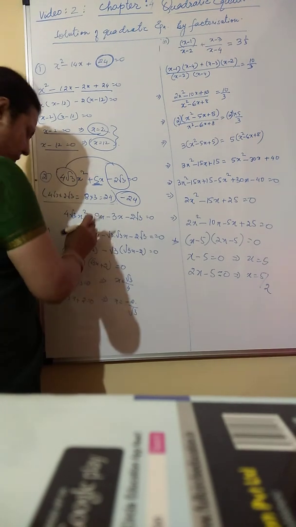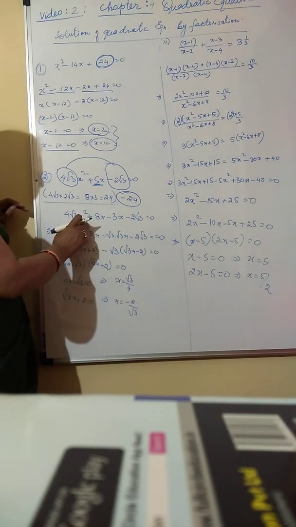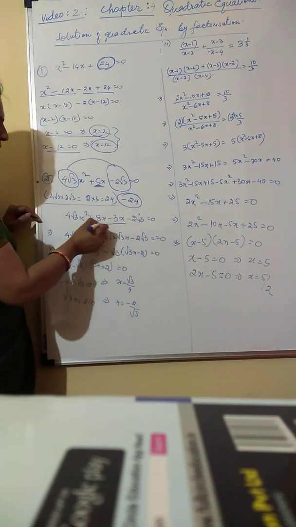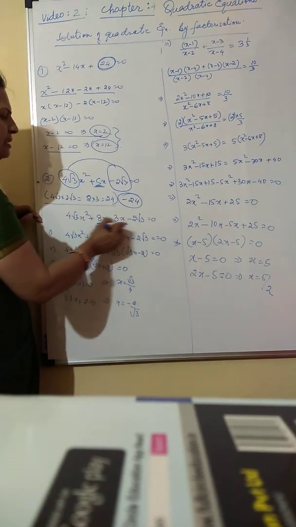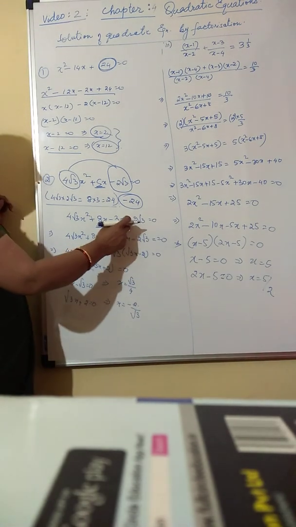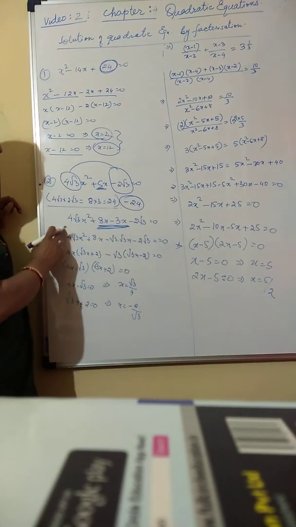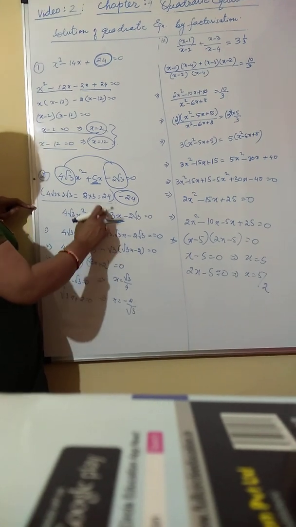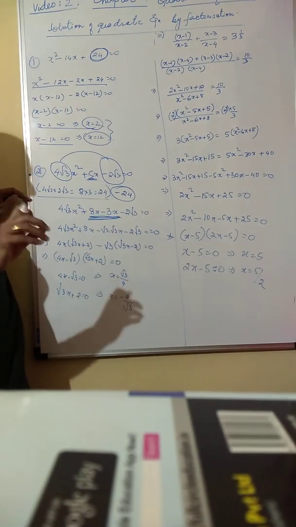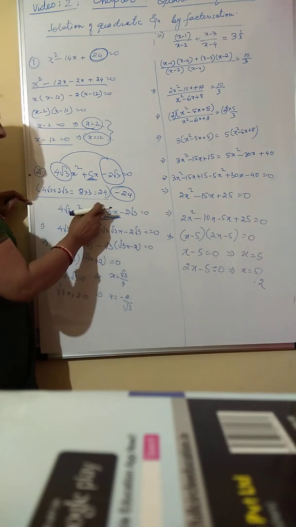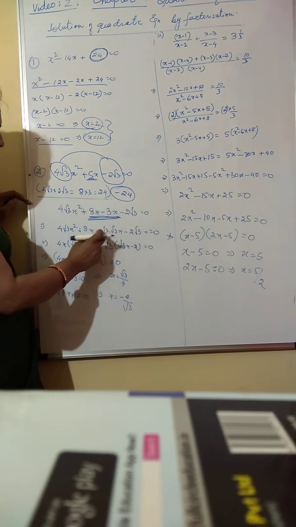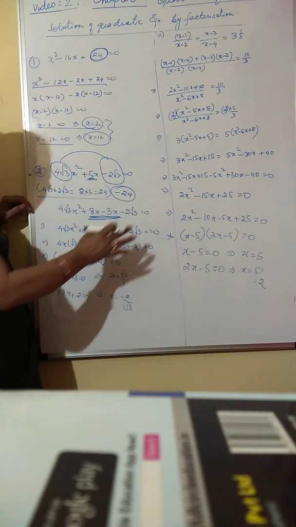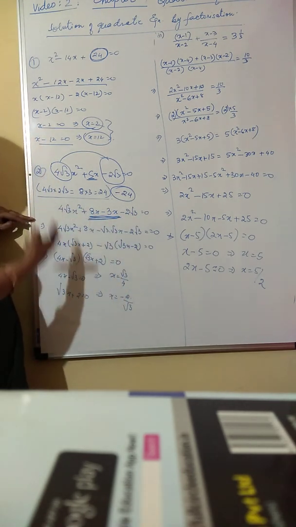So now what we do is write 4 root 3 x square plus, in place of 5x, we write 8x minus 3x. This is my 5x. And I have kept minus 2 root 3 same. Now 4 root 3 x square plus 8x minus, just for the sake of you to understand, 3 can be written as root 3 into root 3, into x minus 2 root 3 equal to 0. And now I have factorized it.